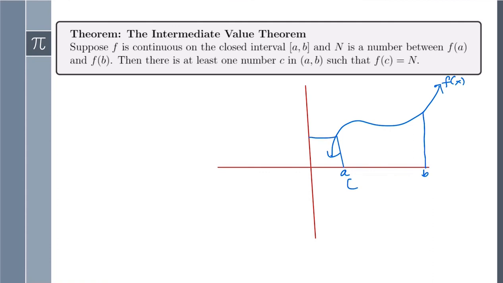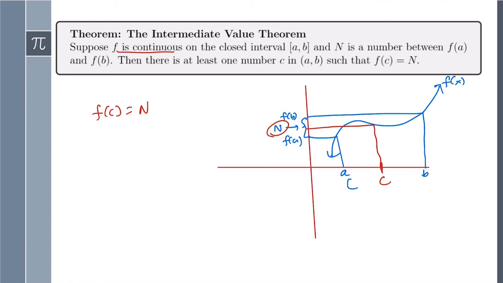So f of a is right here. So this is f of a. And then let's say this is f of b. Now if n is a number in this interval within here, okay, then there's at least one number c in between a and b. So there must be at least one number here in between a and b such that the corresponding value of the function at c equals this n. So f of c equals n. That's all this intermediate value theorem says. So the only condition here is the function must be continuous on the closed interval a, b.